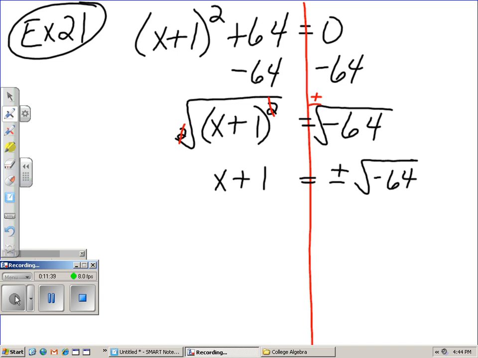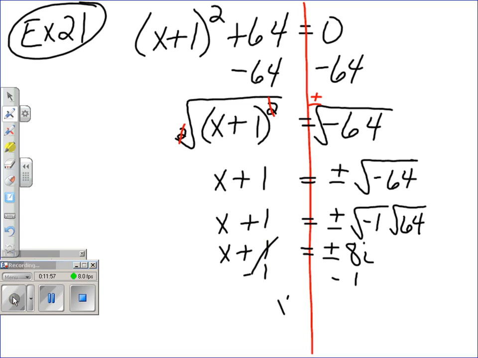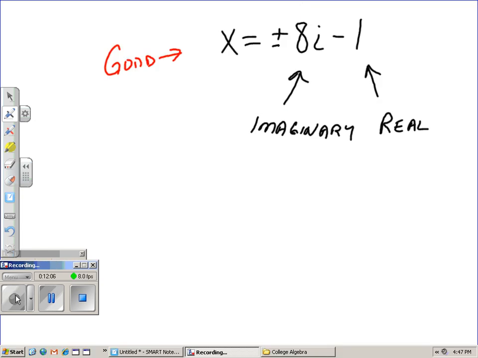Now you guys know how to deal with the square root of a negative number. I split it into square root of -1 times square root of 64 and get plus or minus 8i, because square root of 64 is 8, square root of -1 is i. Now I'm almost done. I've got to get that x alone. I subtract 1 from both sides and get x equals, now it looks like plus or minus 8i minus 1, which is technically correct. So x equals plus or minus 8i minus 1 is technically correct, and that's an okay answer, and you can circle it if you want to.